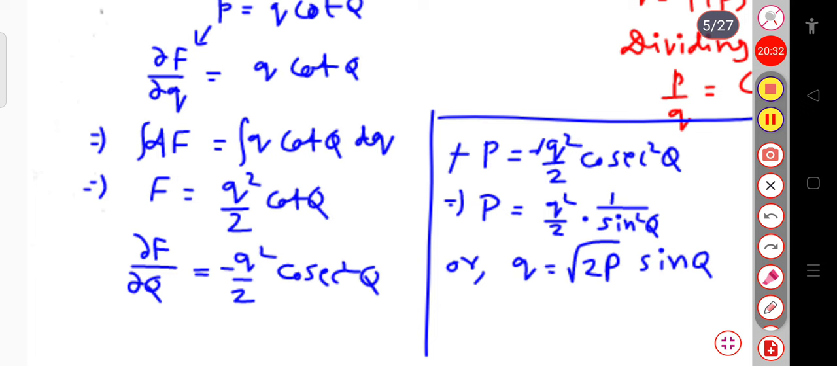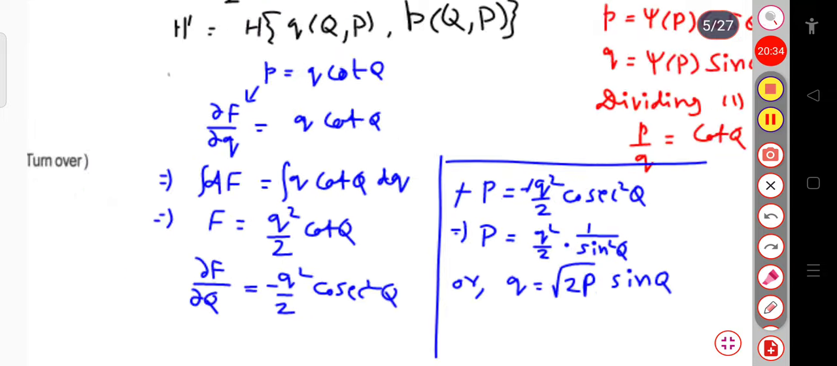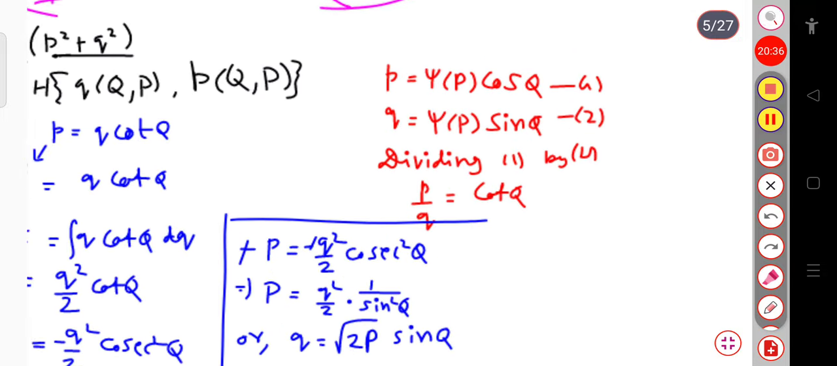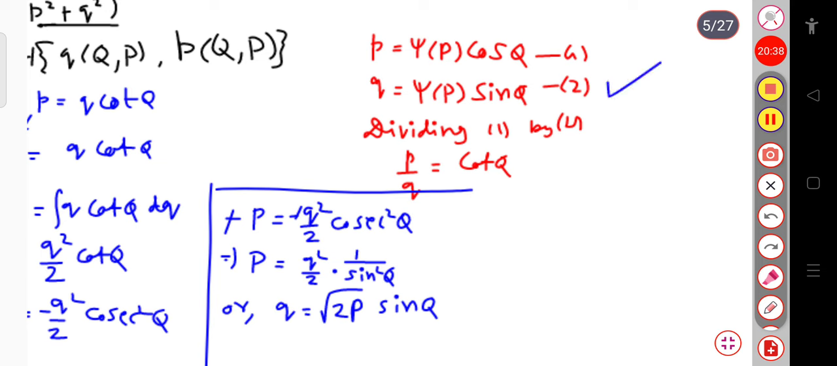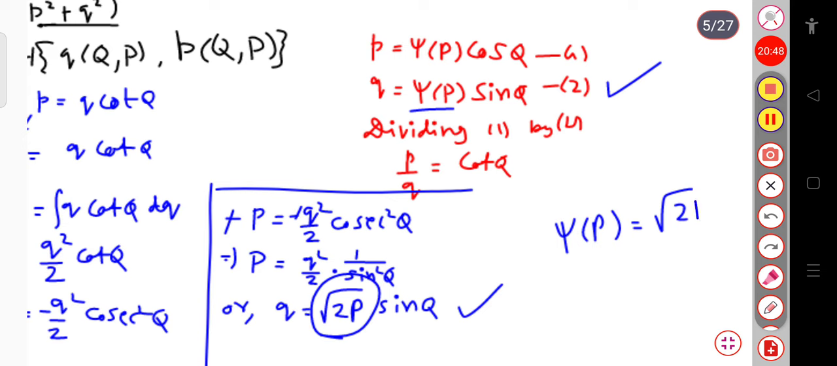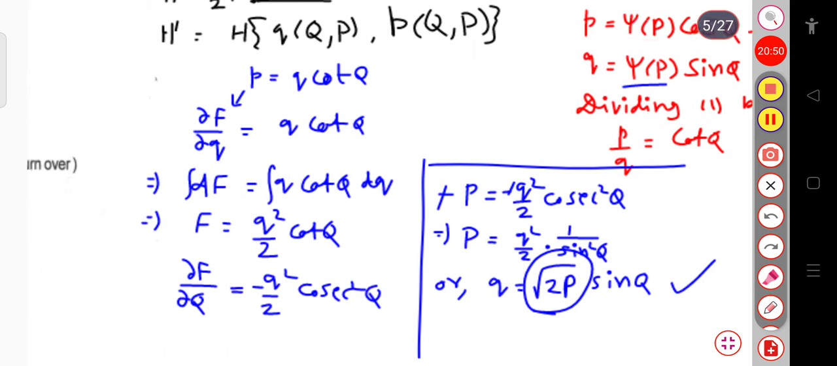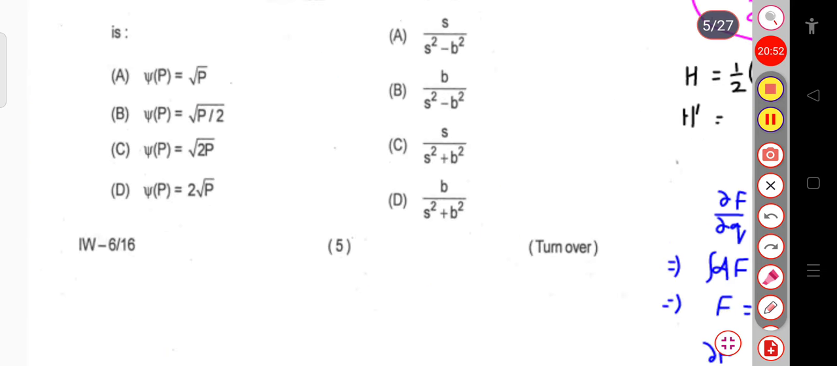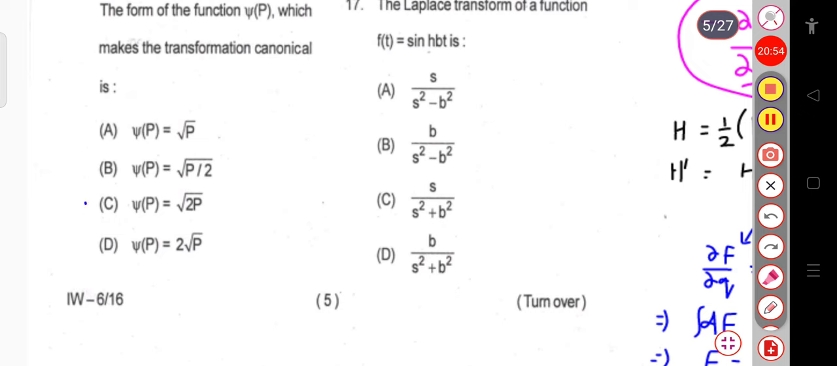And here, if I compare this with equation 2, where q is given, small q equals psi of p times sin Q. So here the psi of p value equals root over 2. Even directly, right? So this is your answer, that is, psi of p equals root over 2.